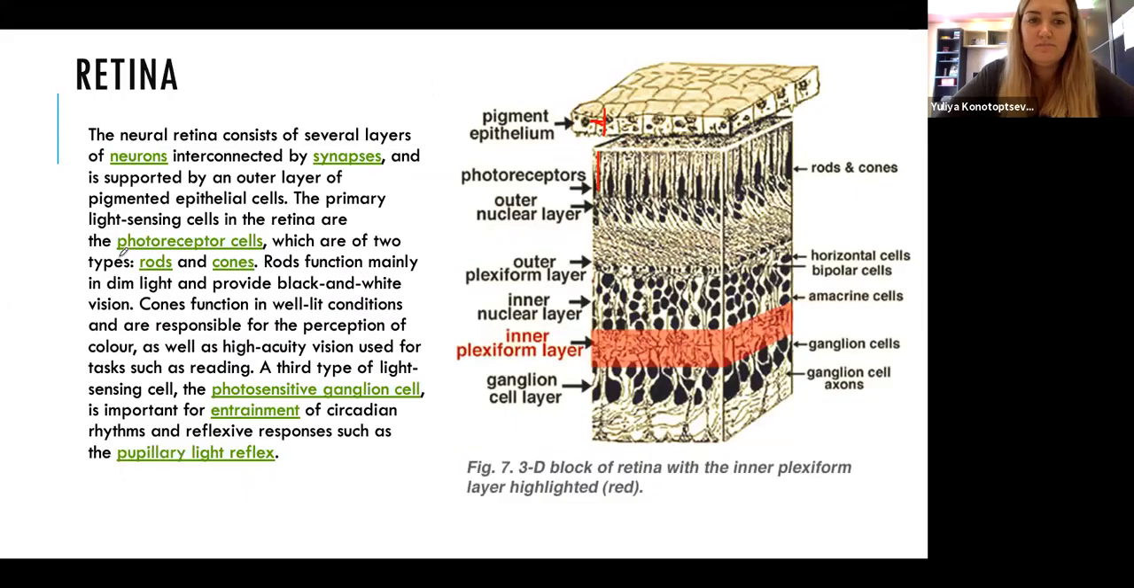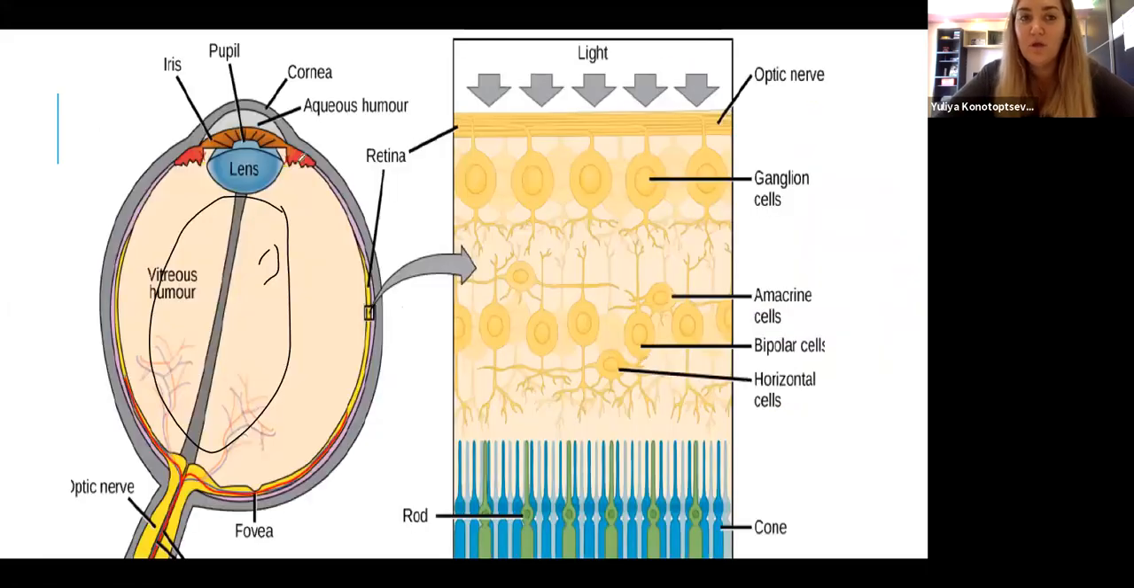So rods and cones, photoreceptors. Rods are for black and white, cones are for color vision, right? There's a third type of light sensing cell. It's called the ganglion cell. It's the one which is sitting at the bottom. This is the ganglion cell, which is very important. Its axon creates the optic nerve. The axon of the ganglion cell creates the optic nerve.